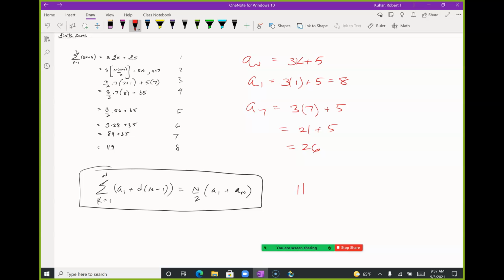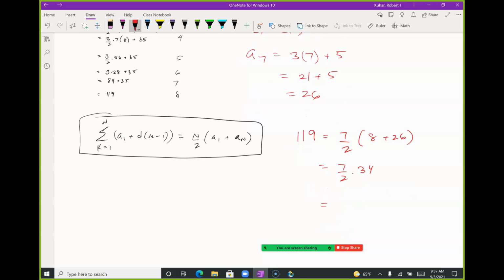So we want to check: is 119 equal to 7 over 2 times 8 plus 26? What's 8 plus 26? 34. Yes. So 7 over 2 times 34. Half of 34 is what, 17? So 7 times 17. And 7 times 17 is, magic number, 119. Ha.